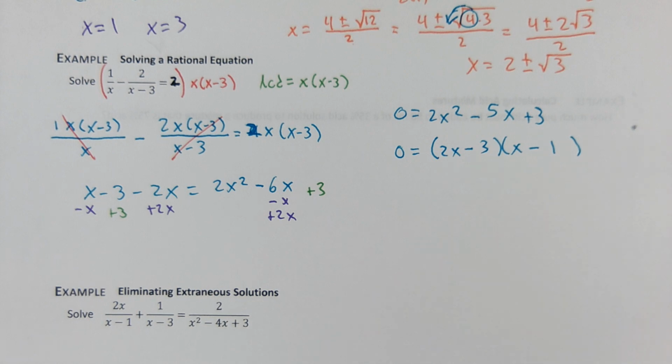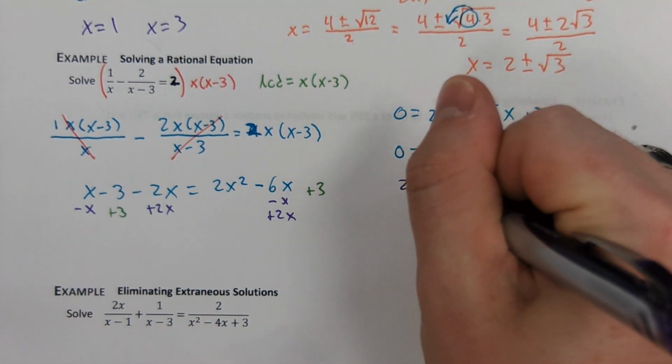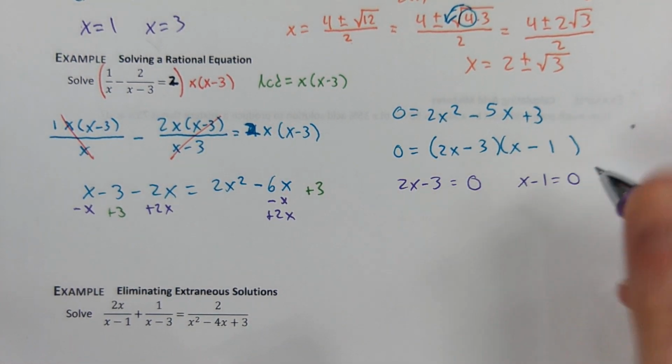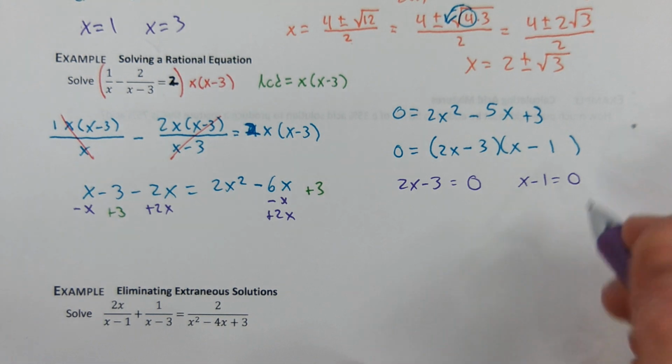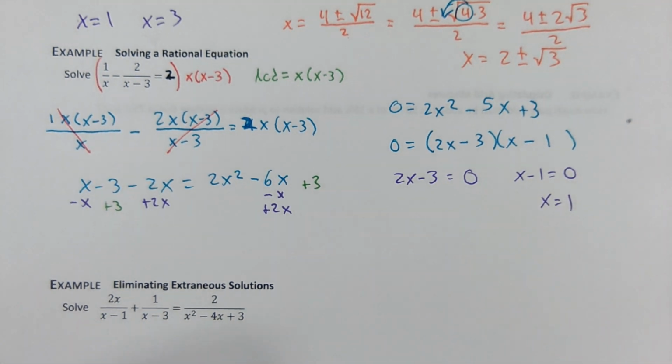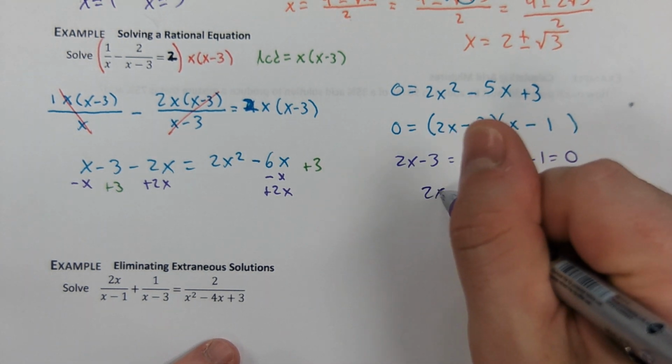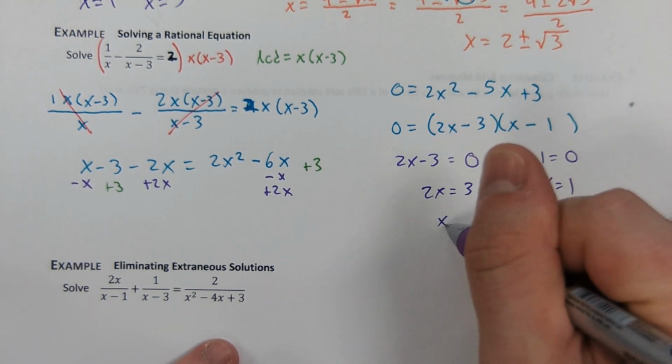Now we just set both our pieces equal to 0 and we solve for x. This one's easy. Add 1 to both sides. Add 3. Divide by 2.